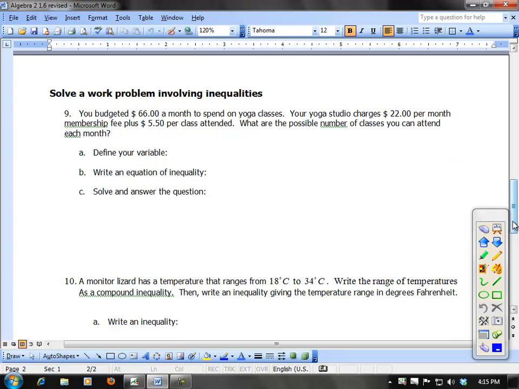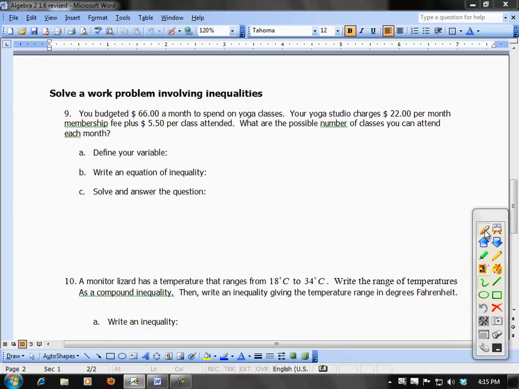And I actually only want to do the first question with you. Again, you'll notice I'm giving you a ton of extra story problems to do. And we will work on things in classes. But I just really want to give you the gist of how to read them, and then we will discuss more in class. So take a look. You budget $66 a month to spend on your yoga class. The studio itself charges $22 a month plus $5.50 per class.